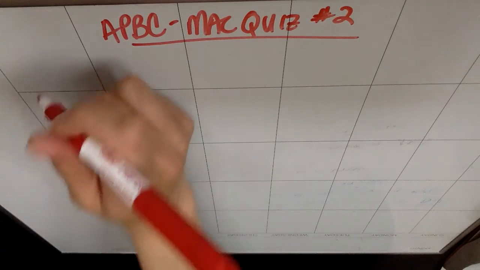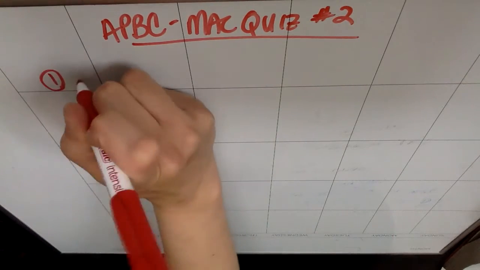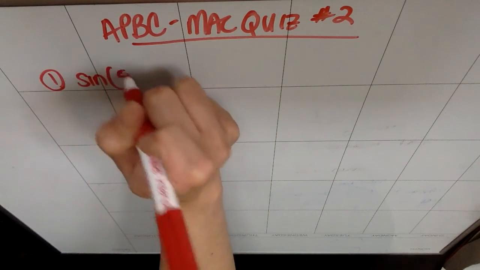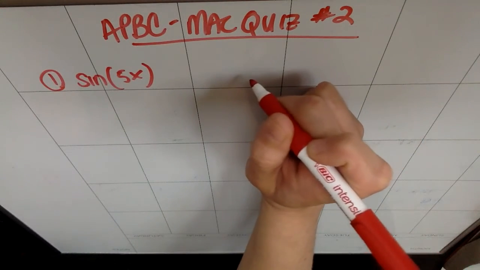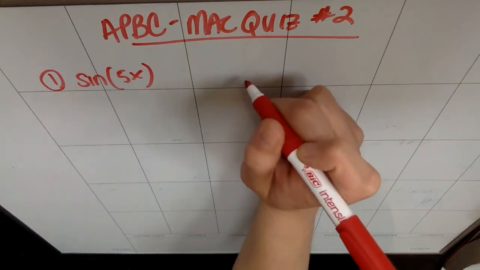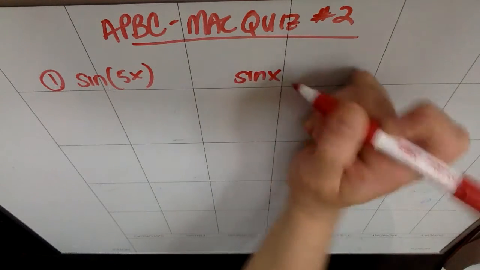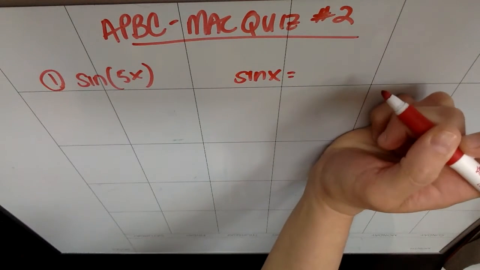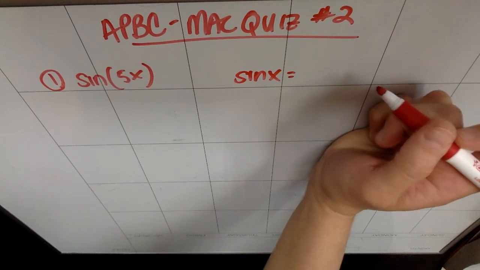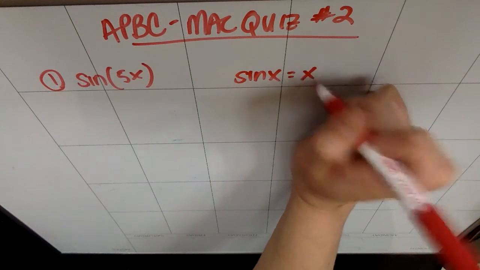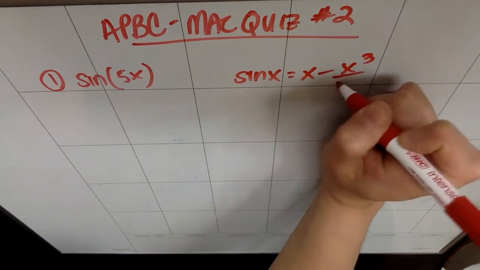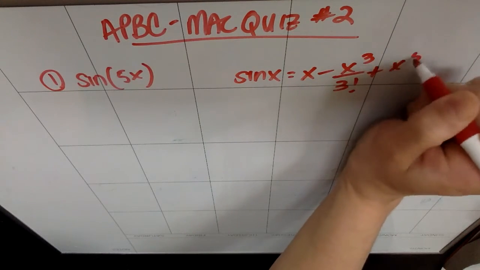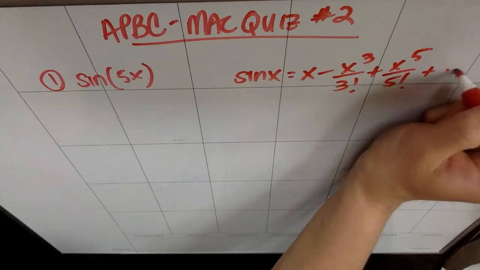Okay, so number 1, we're asked to do sine of 5x, right? So it's worth noting that you hopefully have the sine series memorized. Sine of x is essentially all the odd powers of x over the factorial of that power. So like x, and then it alternates: minus x cubed over 3 factorial, plus x to the 5th over 5 factorial, plus and so on.